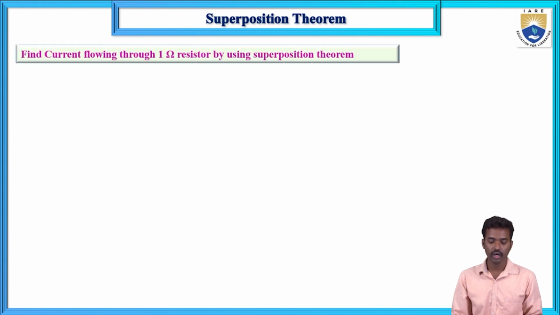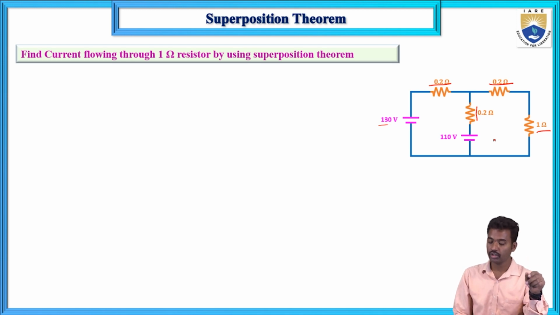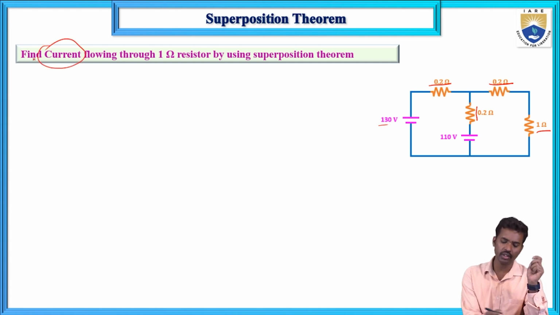Now third question, current flowing into the 1 ohm resistor using the superposition theorem. Now here 0.2, 0.2, 0.2 and 1 ohm and 130 and 110. Now it is a linear bilateral network and we have two sources, then we can apply the superposition theorem. Here the response is the current, it is not power calculation, so we can apply the superposition theorem at the 1 ohm resistor. Here where is the 1 ohm resistor? It is here.